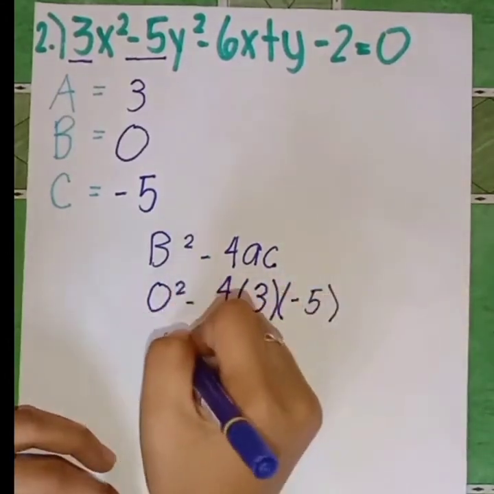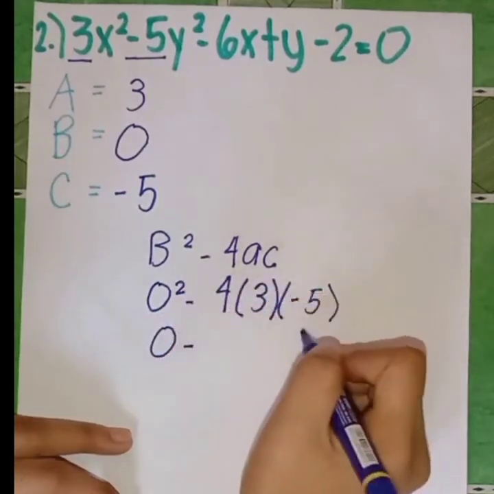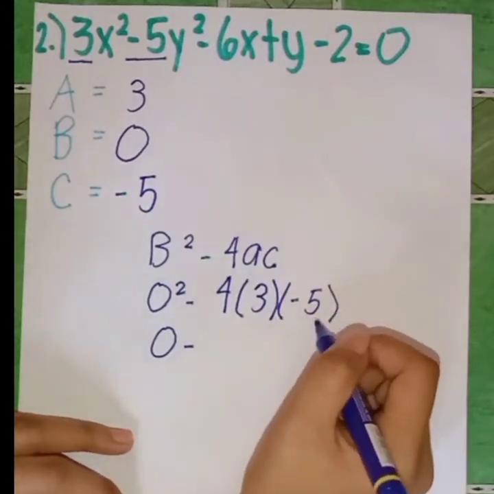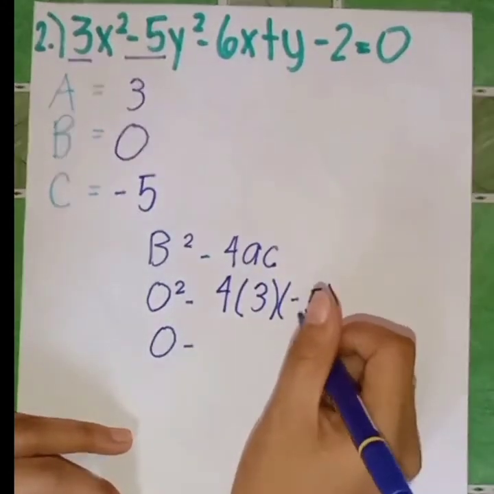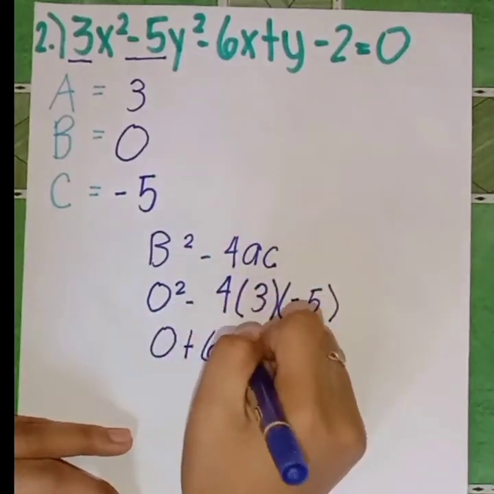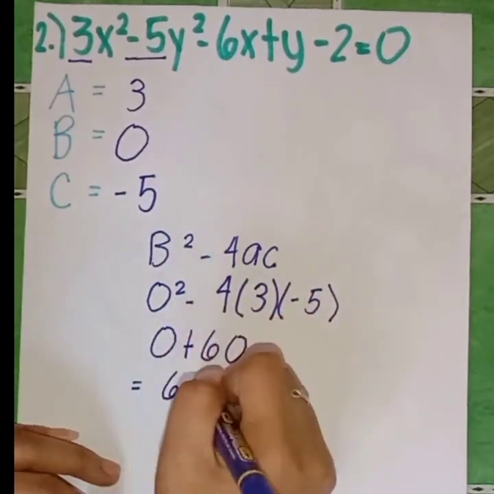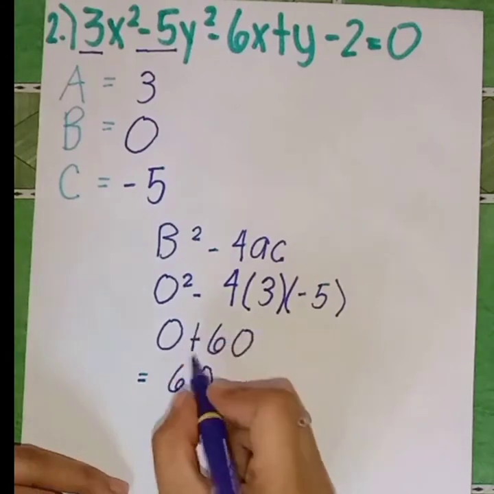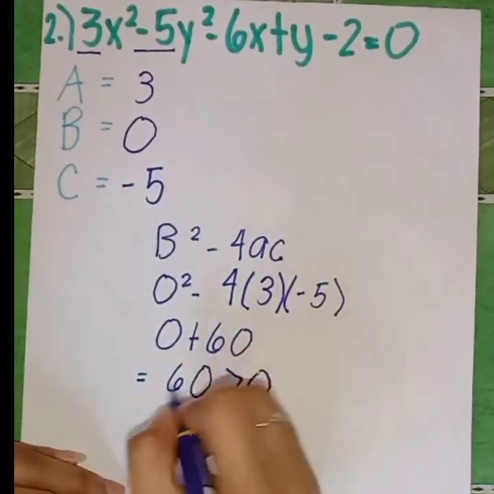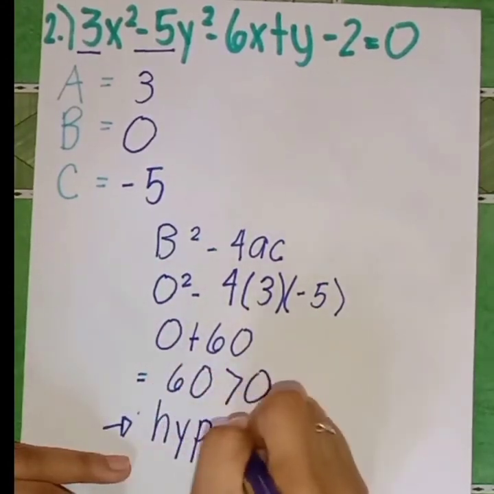So, 0 squared is equal to 0. Then, negative 4 times 3 is negative 12. Negative 12 times negative 5 is equal to positive 60. So, 0 plus 60 is equal to 60. Our discriminant is greater than 0. So, it is a hyperbola.